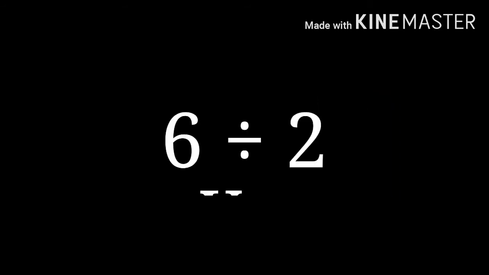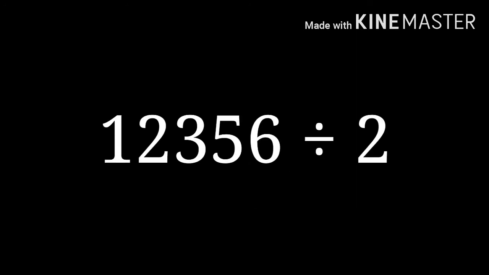Divisibility by 2. Take any number and note the last digit in the number. Check whether it is divisible by 2. If yes, then the original number is divisible by 2. That is, 12356 is divisible by 2.